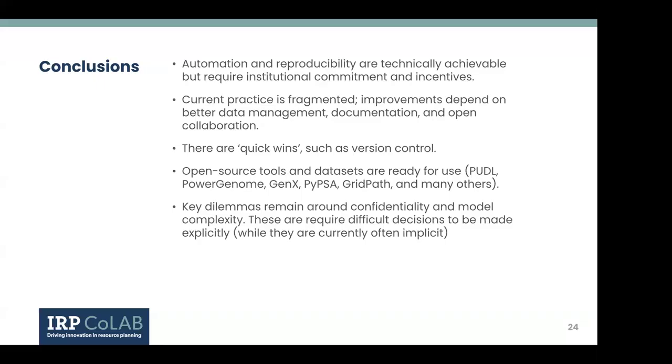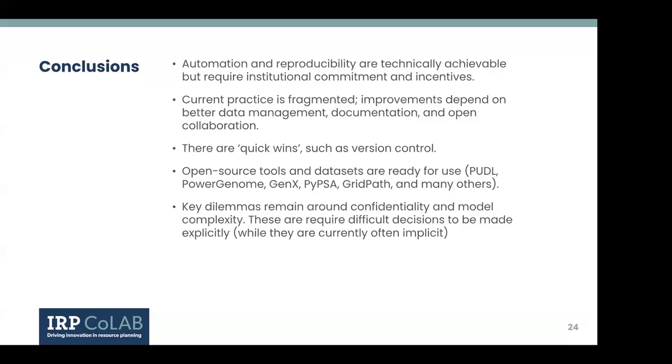Another point to note is that open source tools and datasets are ready to use for these kinds of studies. Shout out to some of the great initiatives in the US, like PuDL, PowerGenome, but also models like GenX, PyPSA, and GridPath. So these open source models and datasets are there. They're increasingly being used also by utilities, by regulators. And they can really help with automating your workflow because you have control over exactly how you run these models, but also with transparency because you can easily share models.